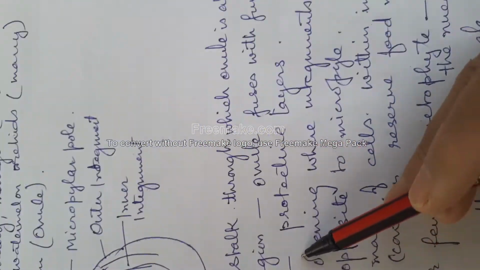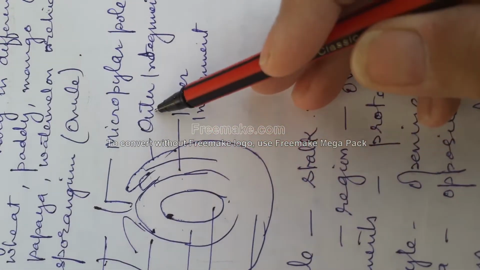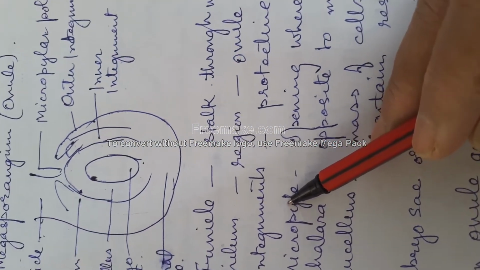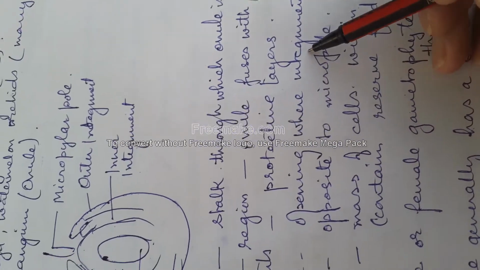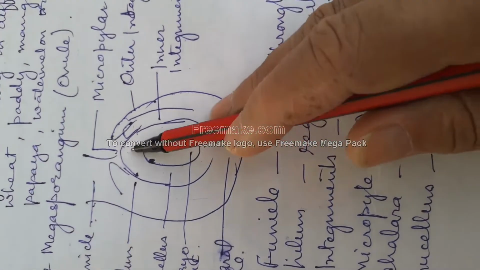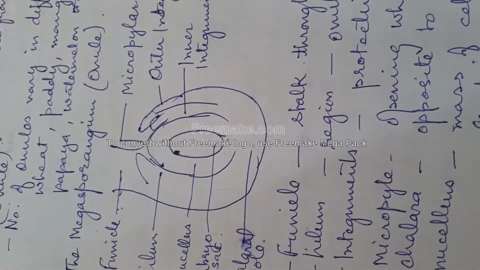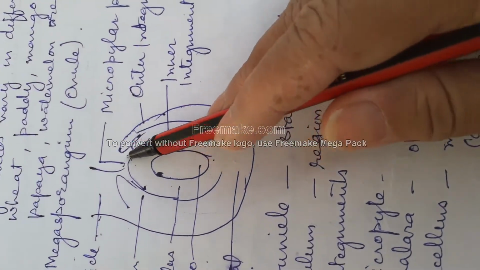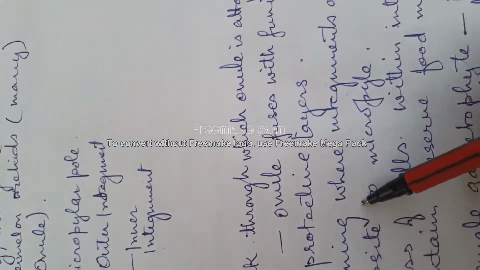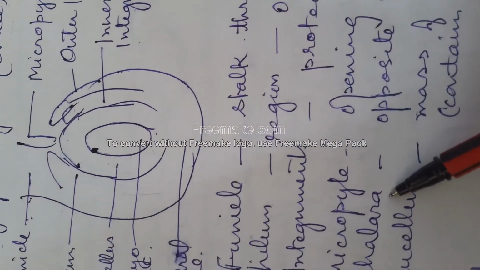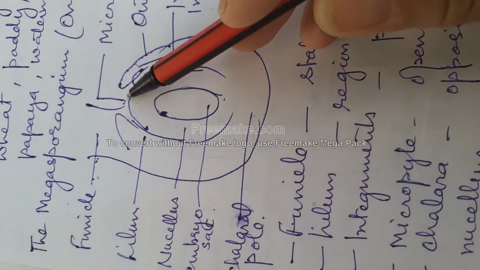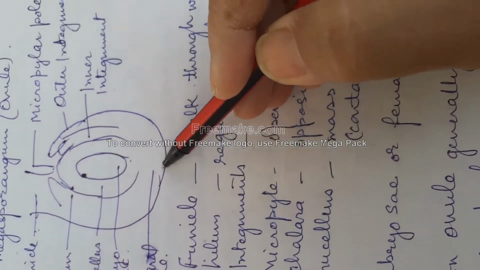Then next is integuments. These are the protective layers, outer and inner integuments. Micropyle is the opening where the integuments are absent. It's also the place from where the pollen tube enters. So the micropylar end is the end where the integuments are not there. The chalazal end is opposite to the micropylar end.